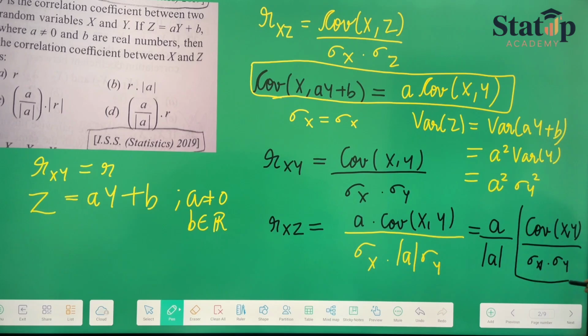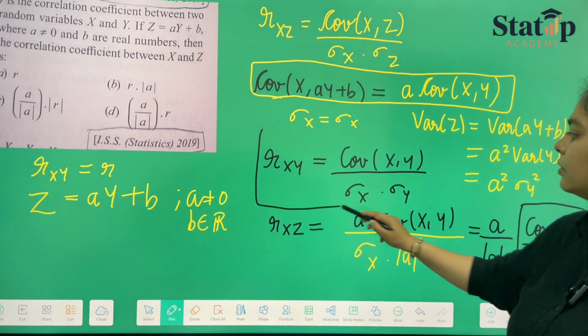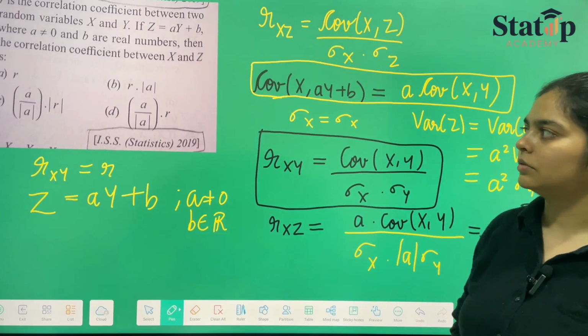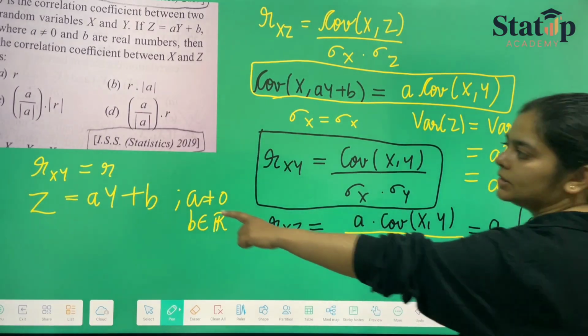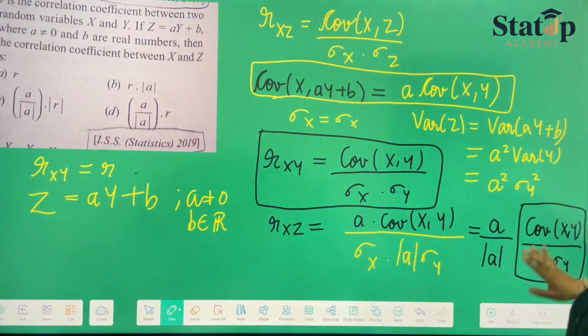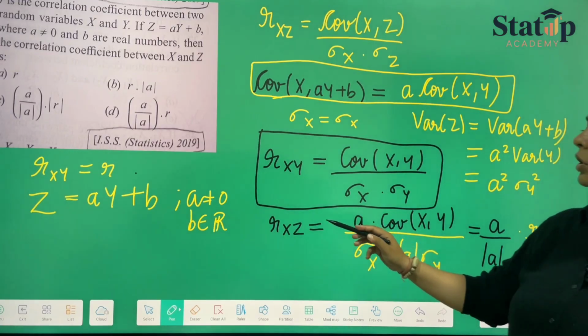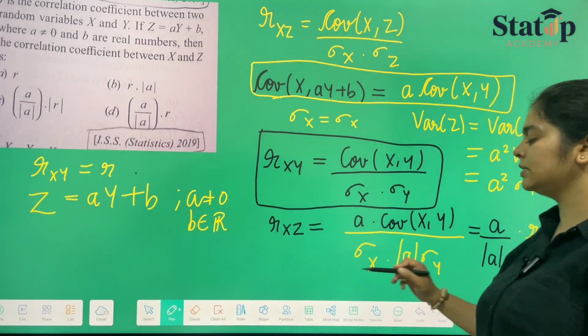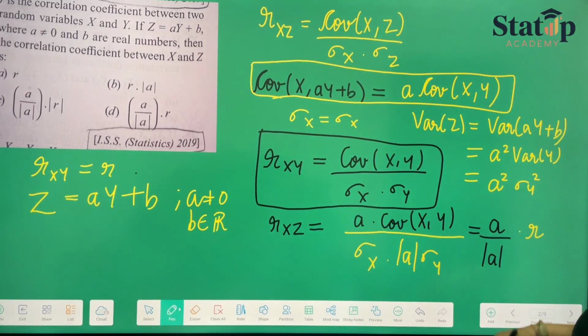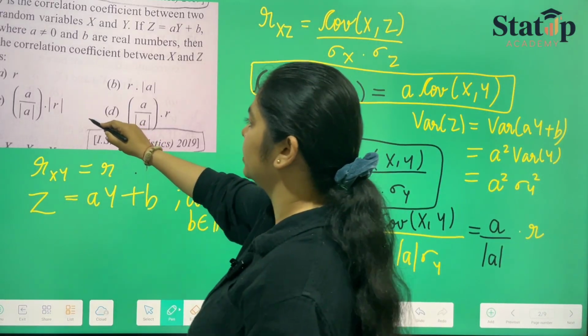Now this whole box is nothing but equal to our R XY, right? And R XY is equal to R. So instead of writing this whole big box, we can just write R. So the correlation coefficient between X and Z is A upon modulus of A into R, which is our option number D.